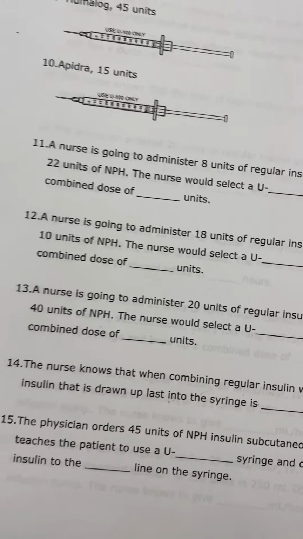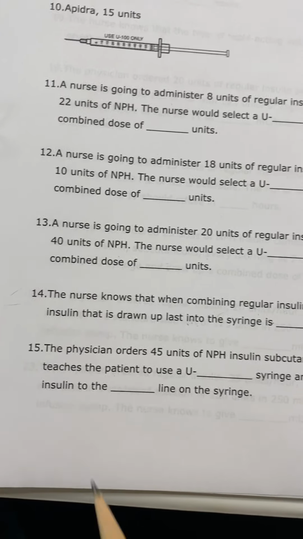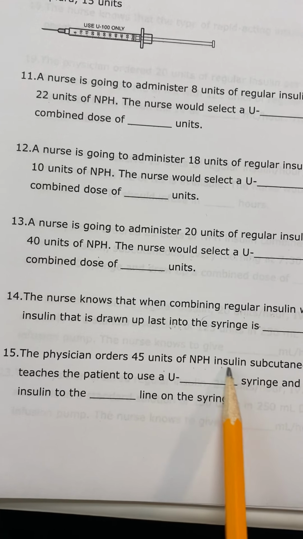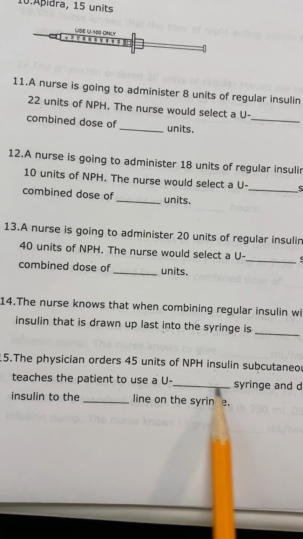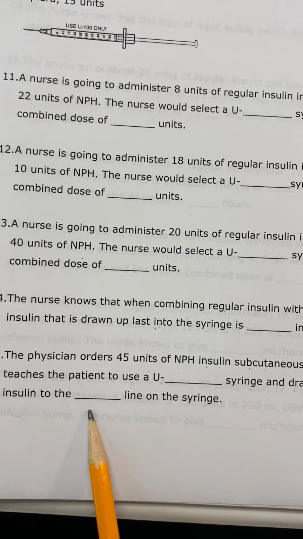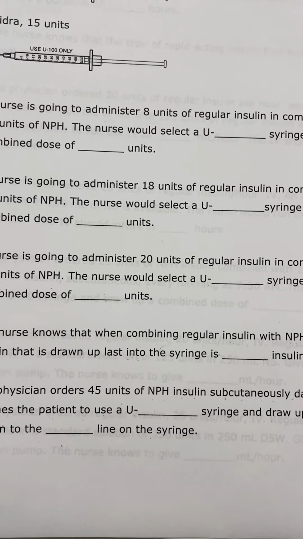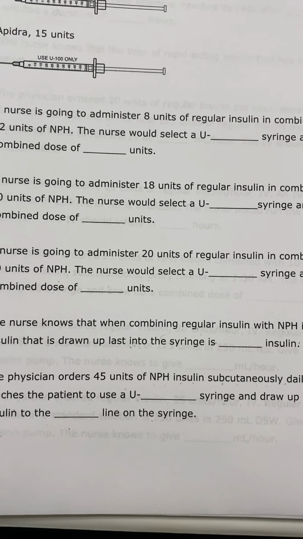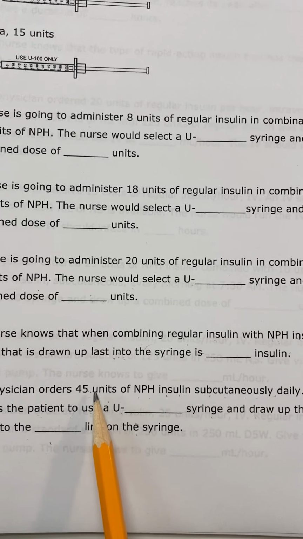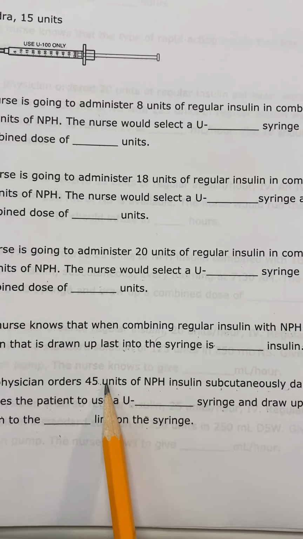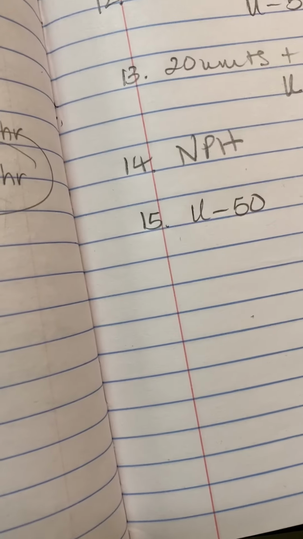All right, 15. I have to double check and double check again. All right, number 15. The physician orders 45 units of NPH insulin subcutaneously daily. The nurse teaches the patient to use a U-blank syringe and draw the NPH insulin to the blank line on the syringe. Have you read your text? I know my students have. So if you only have 45 units, you can use the U50 syringe.